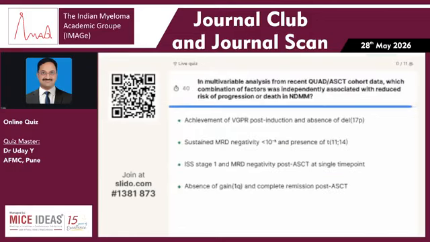Okay, in a multivariate analysis from recent quad ASCT cohort data, which combination of factors was independently associated with reduced risk of progression or death in NDMM? Again, this is based on what we discussed today. This is just to summarize.